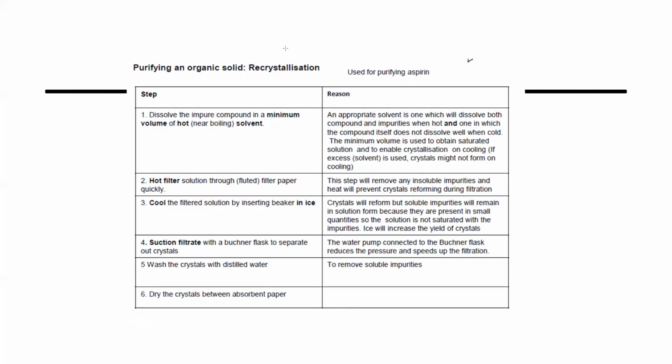So they ask these questions: why is minimum volume used, and why hot? An appropriate solvent can dissolve both compound and impurity when hot, and minimum volume is used so that it enables us to recrystallize.